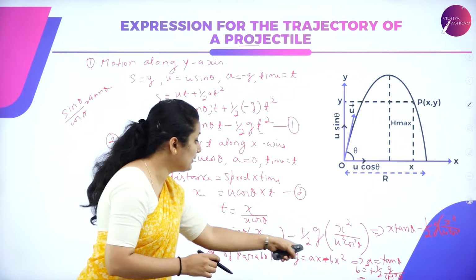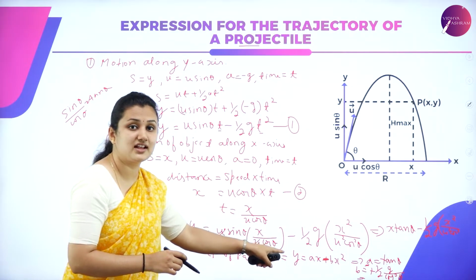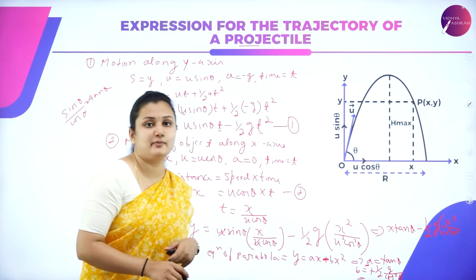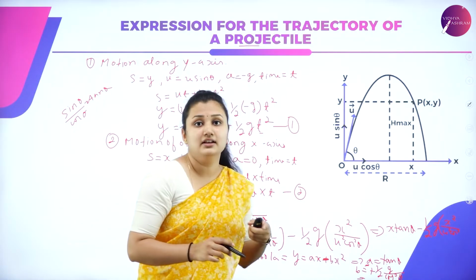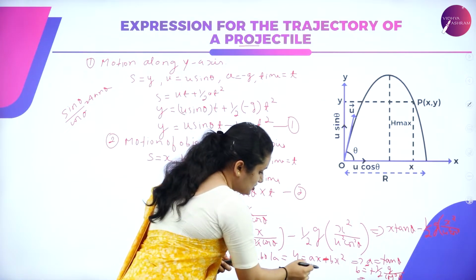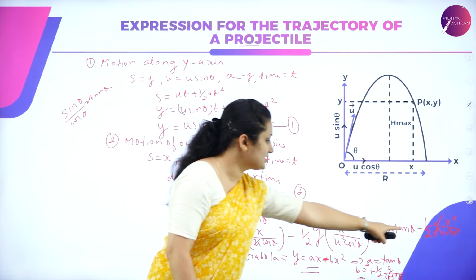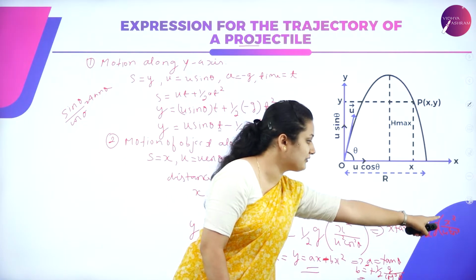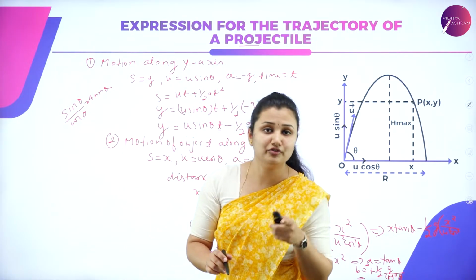Hence, mathematically we have proved the path traced by the projectile. The path traced by the projectile is a parabola, because it is similar to the equation of parabola, ax minus bx square. Hence, we have proved the trajectory of the projectile, that is the path traced, is nothing but a parabola. This is the expression. ax, a is tan theta, minus bx square you have there. What is b then? It is half g by u square cos square theta. So this is the expression for the trajectory of the projectile.